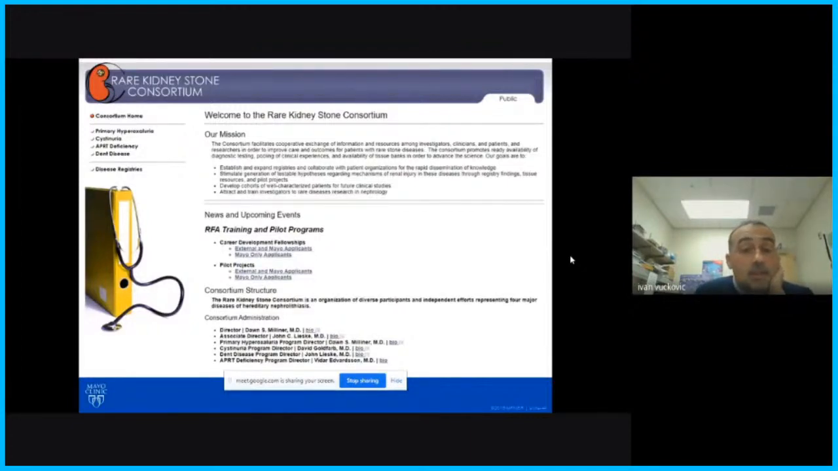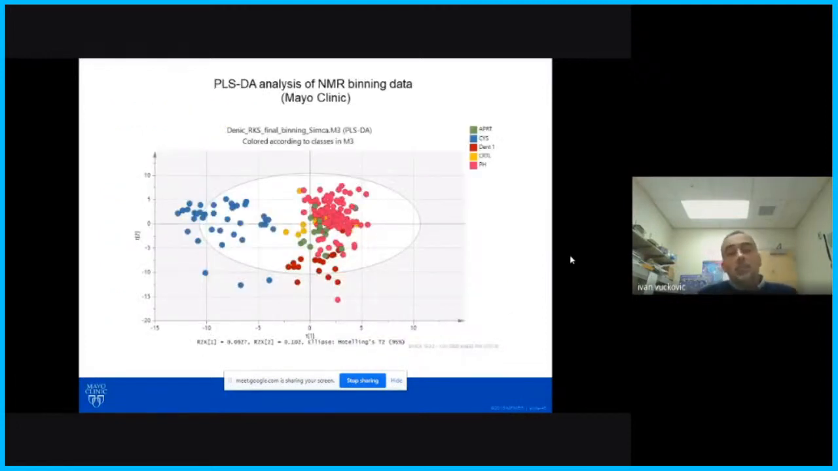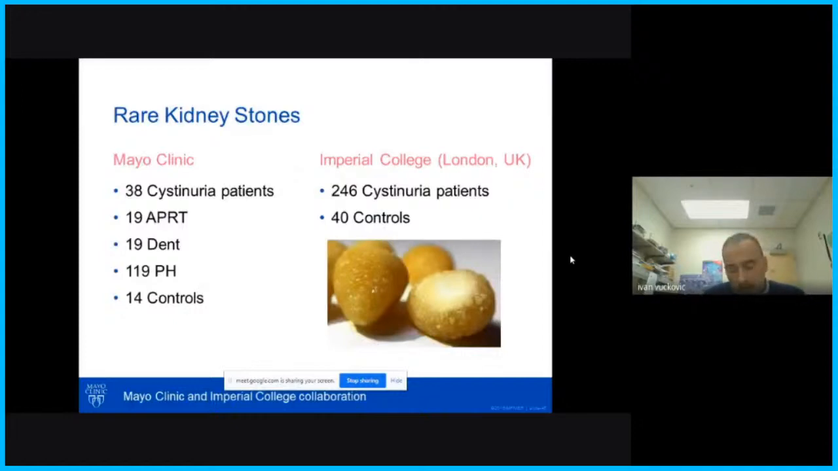We studied some of these rare kidney stones. We got not quite a large number of them as of now. They have been classified in four groups, and we did some preliminary studies, and we found that specifically these cystinuria stones are separating well from others. At this point, we got in touch with people from Imperial College in London, Matthew Lewis group from there. They exchanged information with us, and they said that they have almost 250 cystinuria patients.